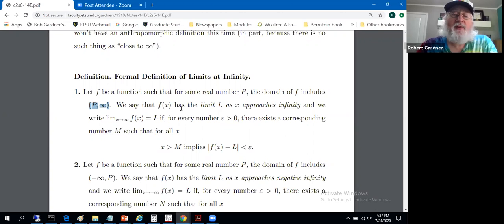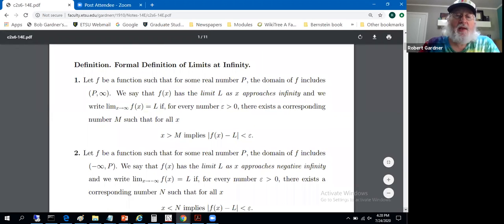We say that f of x has the limit L as x approaches infinity. This means what we're about to say that it means. And we write the limit as x approaches infinity of f of x equals L. That's how that's read. If for every number epsilon greater than 0, there exists a corresponding number M such that for all x satisfying x is greater than capital M, that implies the absolute value of f of x minus L is less than epsilon.